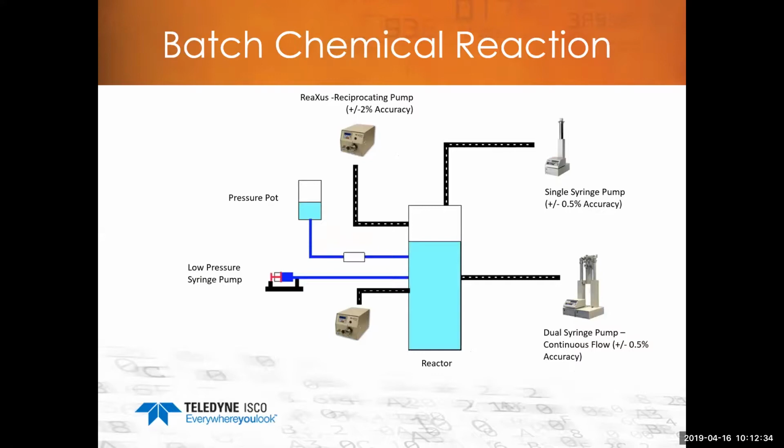Here's a diagram of a basic batch chemical reaction. You can see you have different flow streams coming into one reactor, and then you're making a batch of something that gets created there.